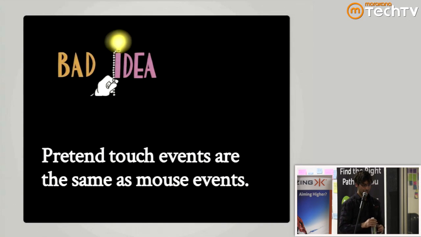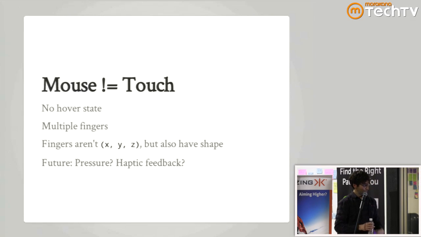This is a bad idea. It's not a mouse because there are many actual differences. There's no hover state. When you move your finger around in the air, there's no way that your finger is being tracked, right? So if you're relying on hover state, you're doing it wrong. There are multiple fingers, right? You don't have a single pointer. It's many pointers.